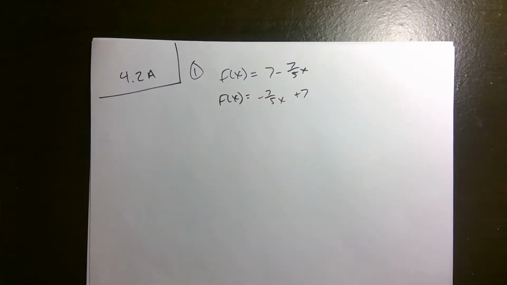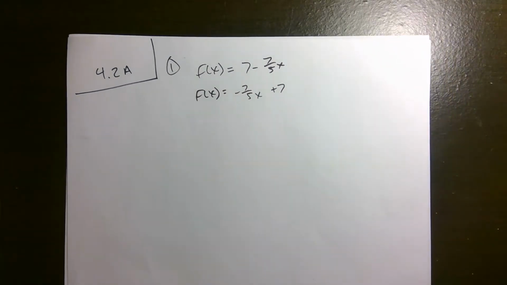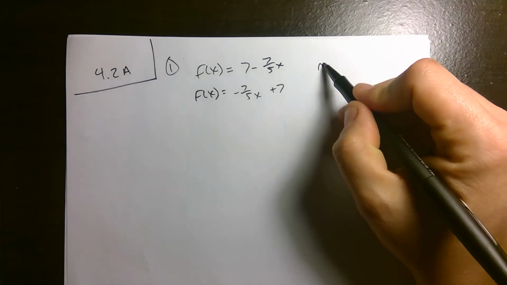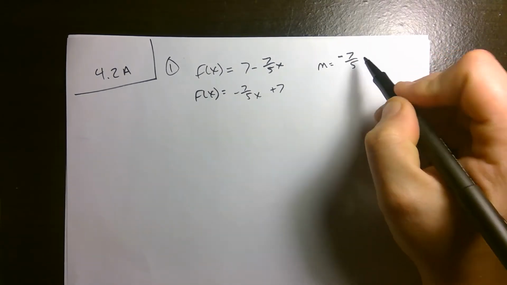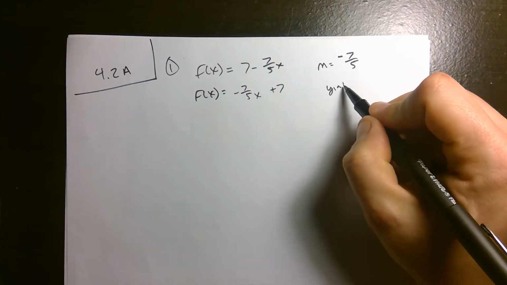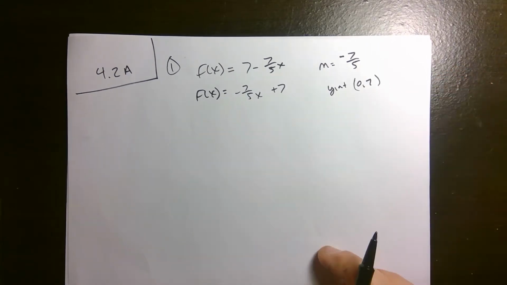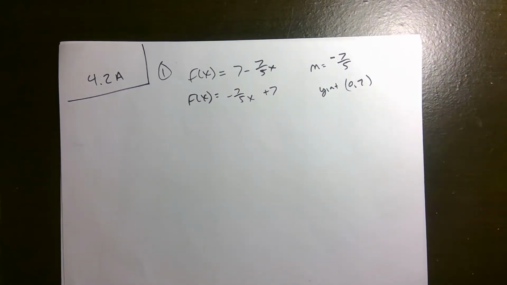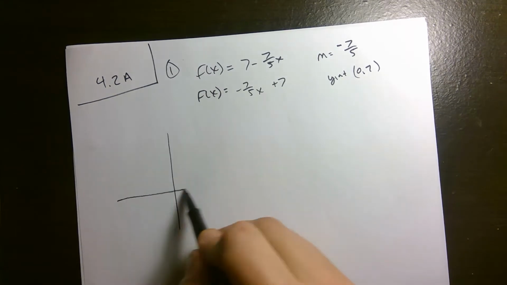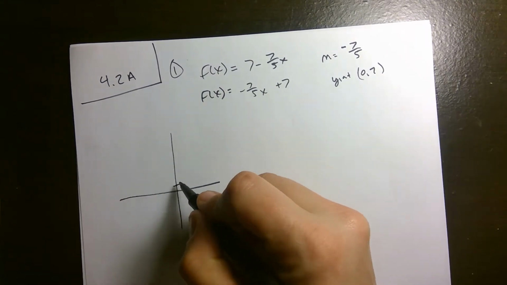And things that we used to know when we had y equals whatever, those still apply. So I know that the slope of this is negative 7/5, and I know that the y-intercept is 0, 7. If I had to graph this, which you will have to do in Hawks, you'll have a graph, so it'll be a little bit easier for you.